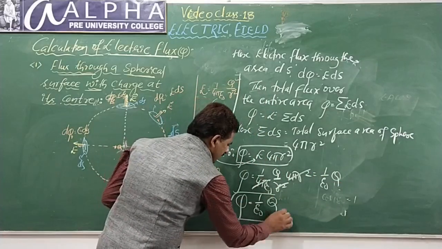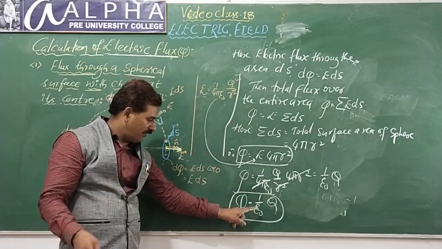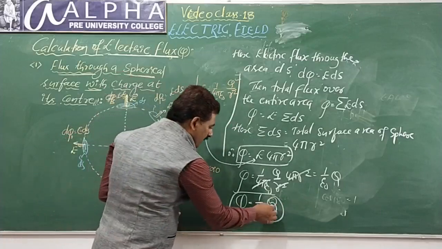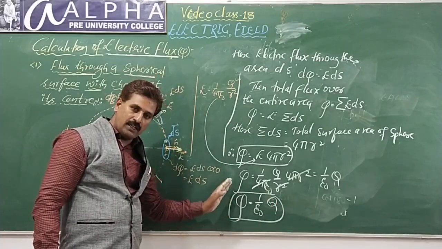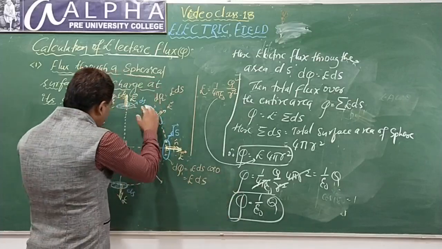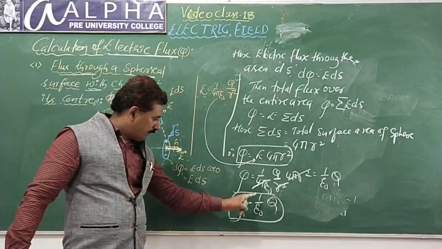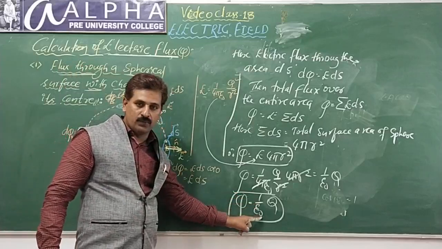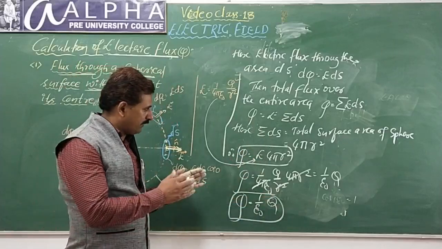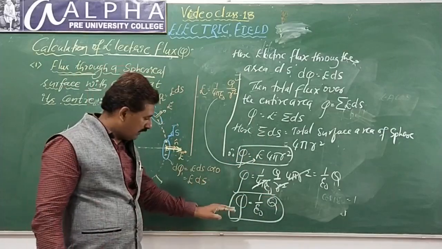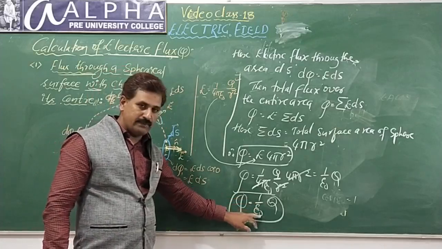If the medium changes, instead of epsilon 0, epsilon is written, with different values for different media. q is the charge. How do you state this? The left side is the total electric flux through the entire surface. What is the surface? Spherical. That is equal to 1 by epsilon 0 times the charge enclosed. This is the famous Gauss theorem. How do you state it? Total electric flux equals 1 by epsilon 0 times the charge enclosed.